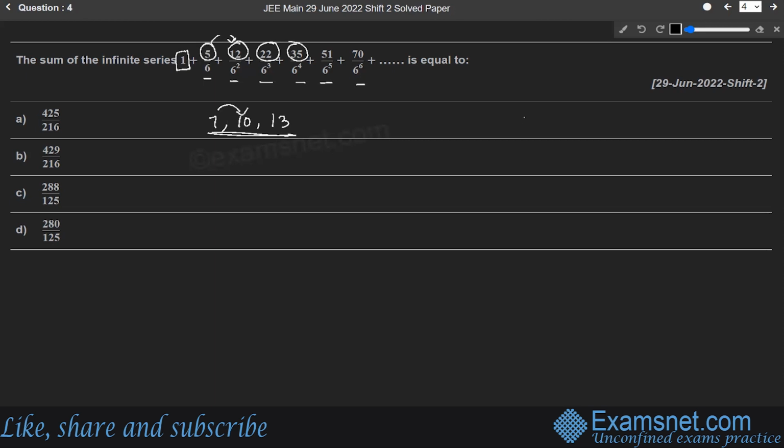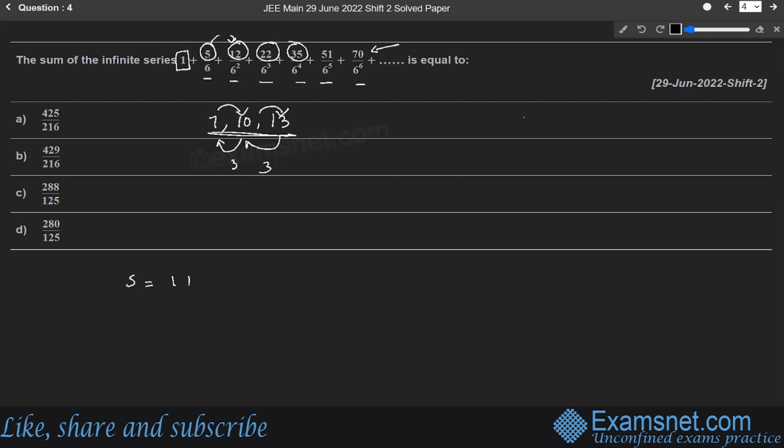What is an AP? AP is a series which has the same common difference. You can see that 10 minus 7 is also 3, and 13 minus 10 is also 3. So this numerator is basically forming an AP. For this type of question, we have to apply a different methodology. So let us understand that. The first thing that we have to do is let this given series be equal to S.